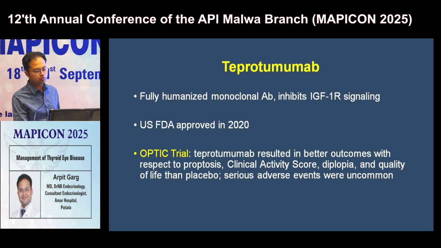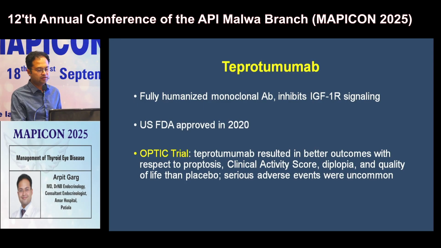Coming to teprotumumab, it is a newer drug. It is a fully humanized monoclonal antibody which inhibits IGF-1 receptor signaling. It was approved by US FDA in 2020, and the OPTIC trial was the landmark trial which was conducted with teprotumumab. It showed significant improvement as far as proptosis is concerned, clinical activity score, diplopia, and quality of life.